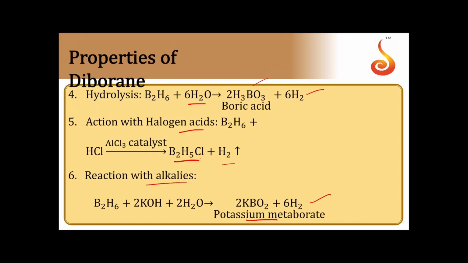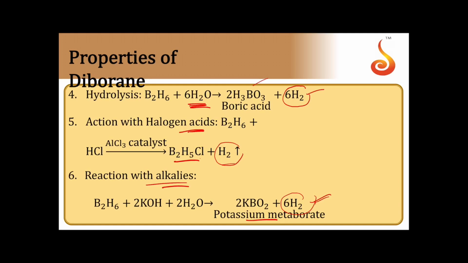So in hydrolysis, it forms H2 gas plus boric acid. In the action of halogen acids, it forms H2 gas and chlorodiborane. In the action of alkalis, it forms H2 gas and potassium metaborate. One common point to remember is that with water, with halogen acids, and with the base, H2 is a common product in all three reactions.